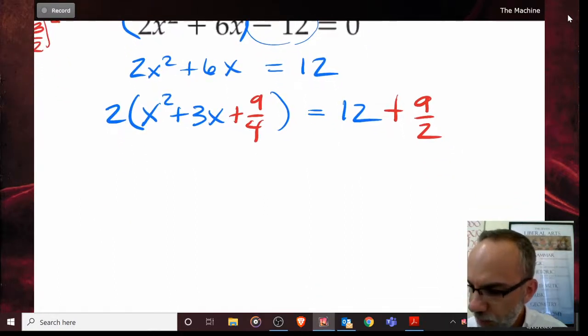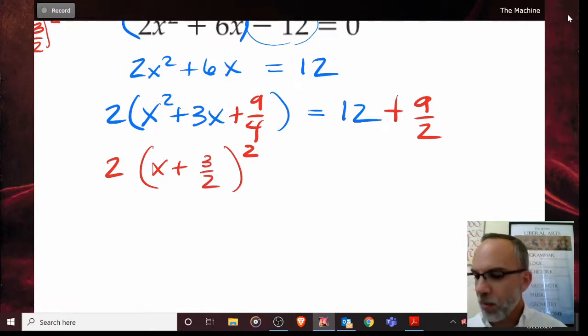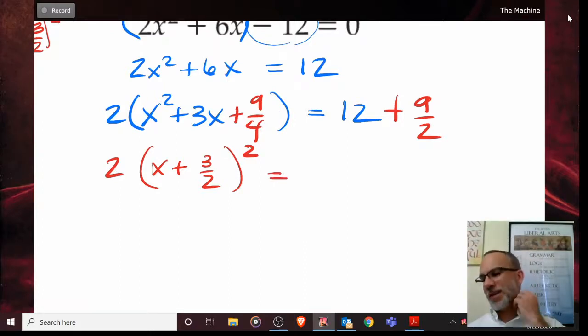All right, so the 2 floats along out here. This becomes something squared. It's going to be x plus 3 over 2. Remember, I told you it was always half of the b value or the square root of that. Okay, now it's going to be equal to, oh good grief, I got to get a common denominator.